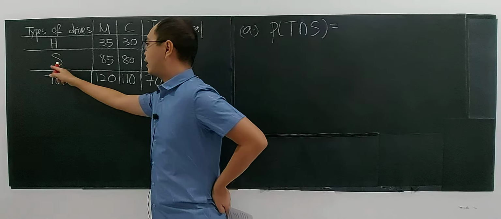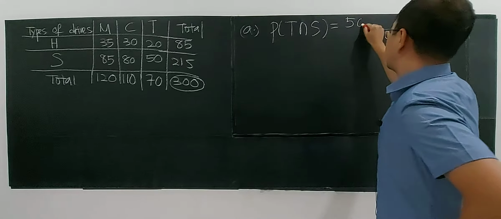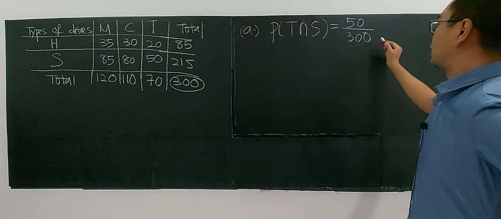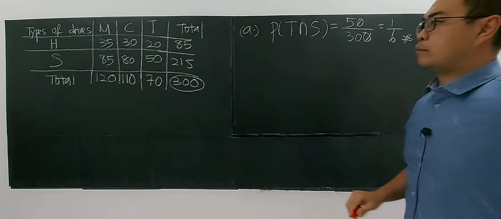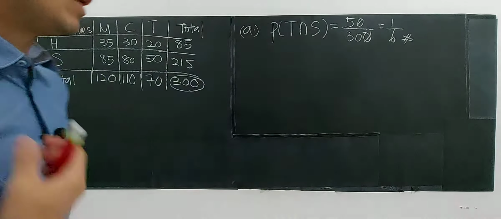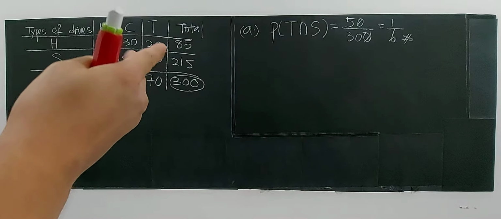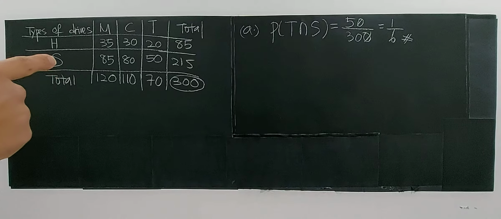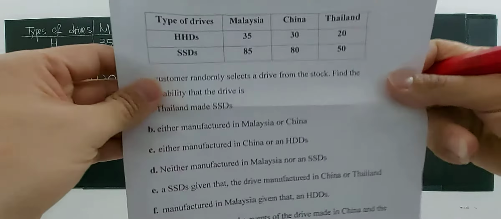Thailand-made SSD drive. How many of it? 50, right? 50 out of a total of 300. That's the meaning. So in total we have 1/6, right? Means 1/6 of the stock in the digital shop, 1/6 of 300, is made in Thailand and is an SSD drive. So very simple. Okay, so you must understand the statement here.